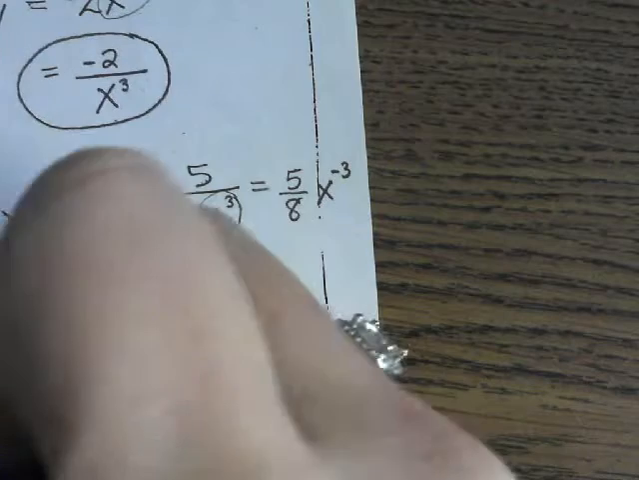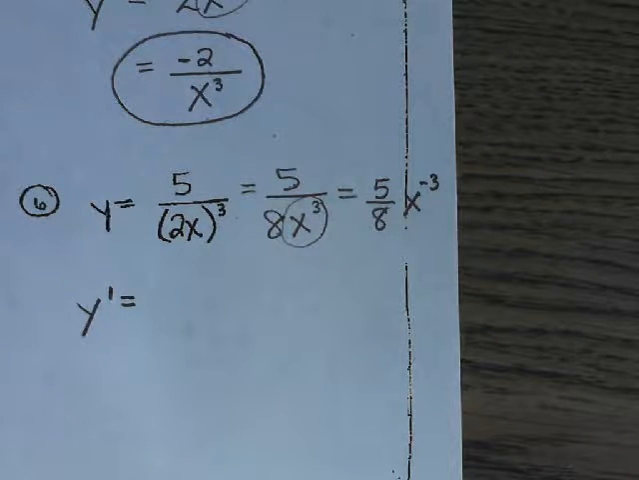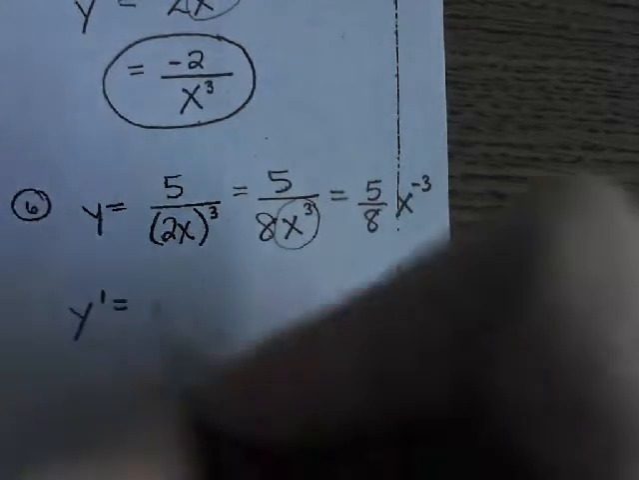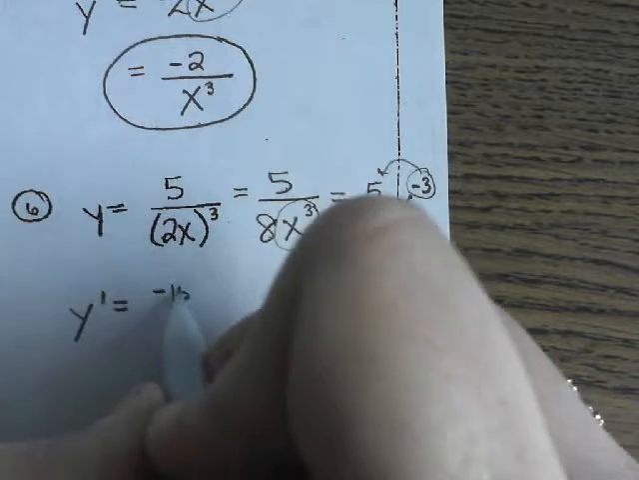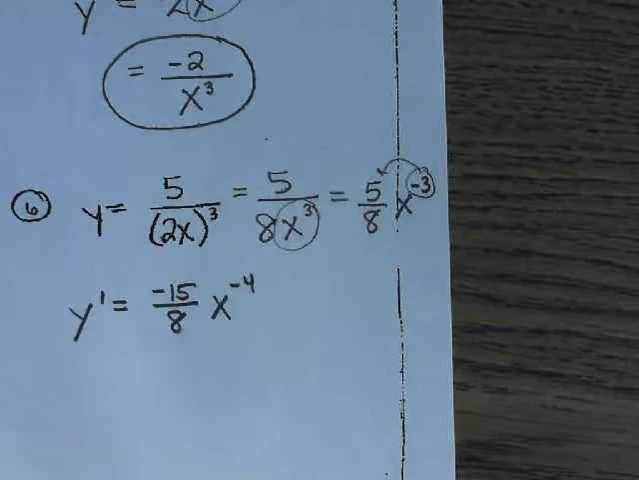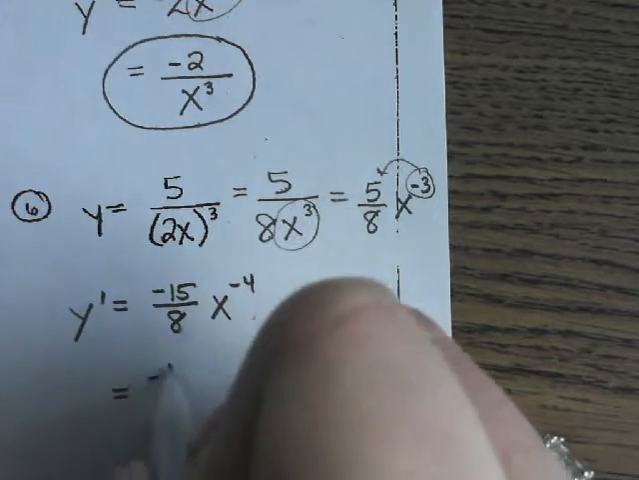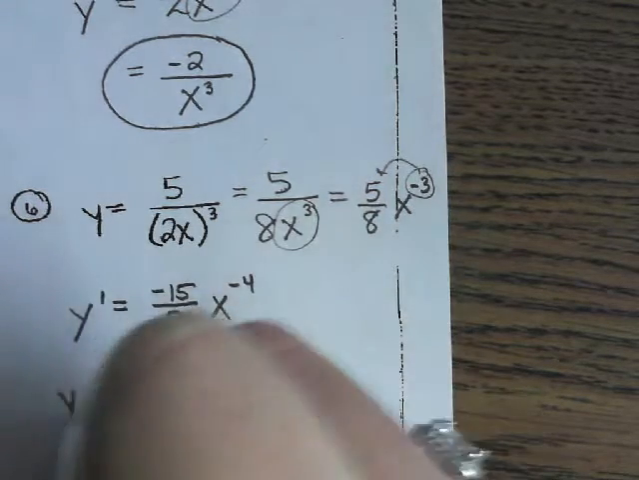Sam, what's the power rule going to do for me here? Perfect. Negative 3 comes out in front. Negative 15/8 x to the negative 4th, and then we're going to clean that up and bring that x to the negative 4th to the denominator. Perfect.